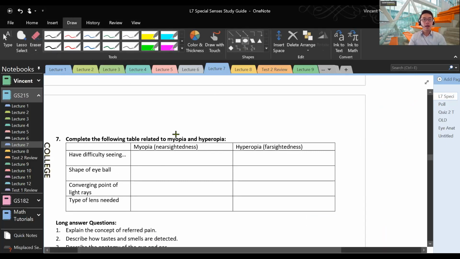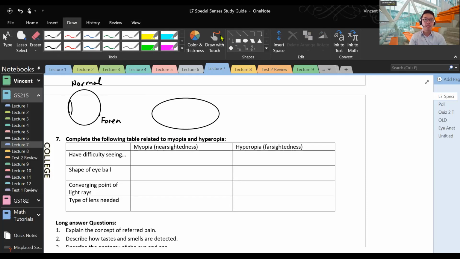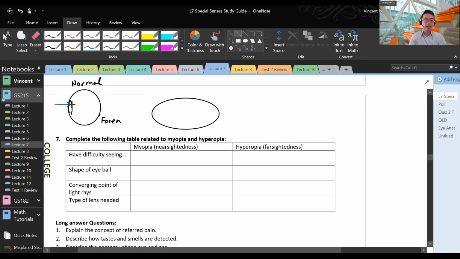All right. So what happens in myopia is that we have the eyeball being very long. And this is an exaggeration, okay? Normal eyeball is like this. This is the normal eyeball, and this is the fovea. The lens is right here. The light comes in, the lens will bend the light, and it will help it focus on the fovea.